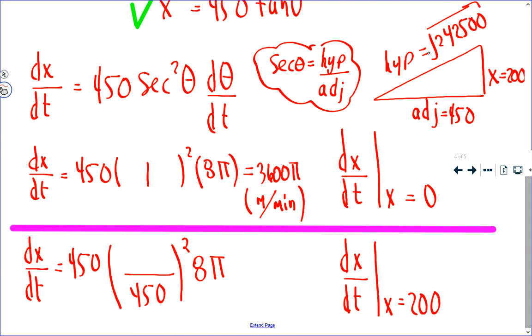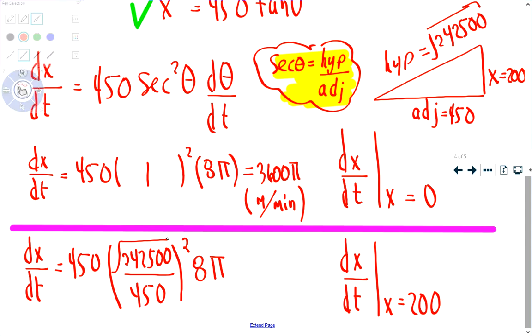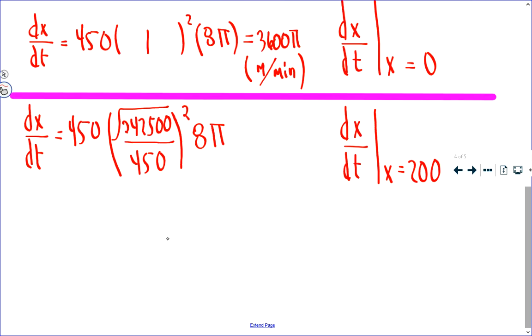The reason is, going back to the bottom of the screen, what I have in brackets there is secant. Secant is hypotenuse over adjacent. So the hypotenuse is root 242,500. And the reason why I don't care about simplifying it is I was kind of looking ahead and seeing that since secant is root 242,500 over 450, and I have to square it because we have secant squared in our formula, the square root and the squared will cancel. So I'm not going to waste any time worrying about simplifying that radical.